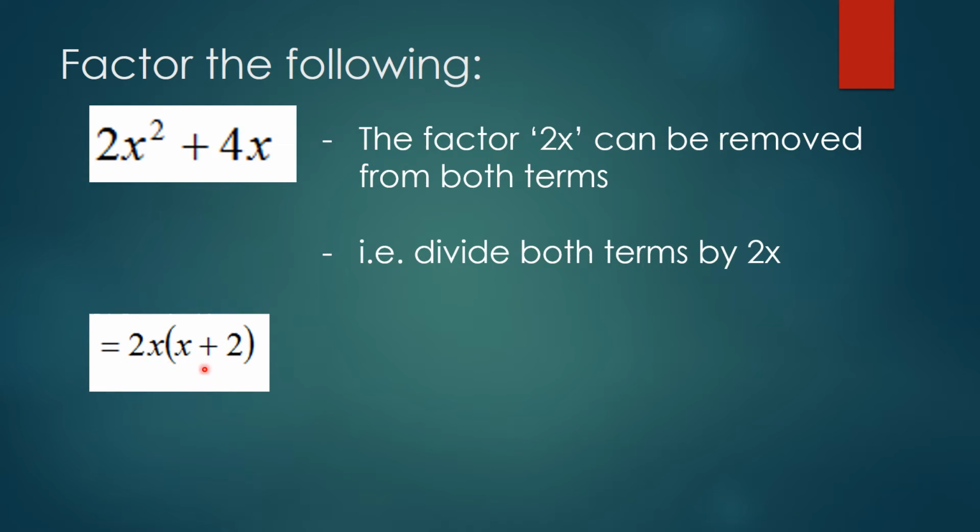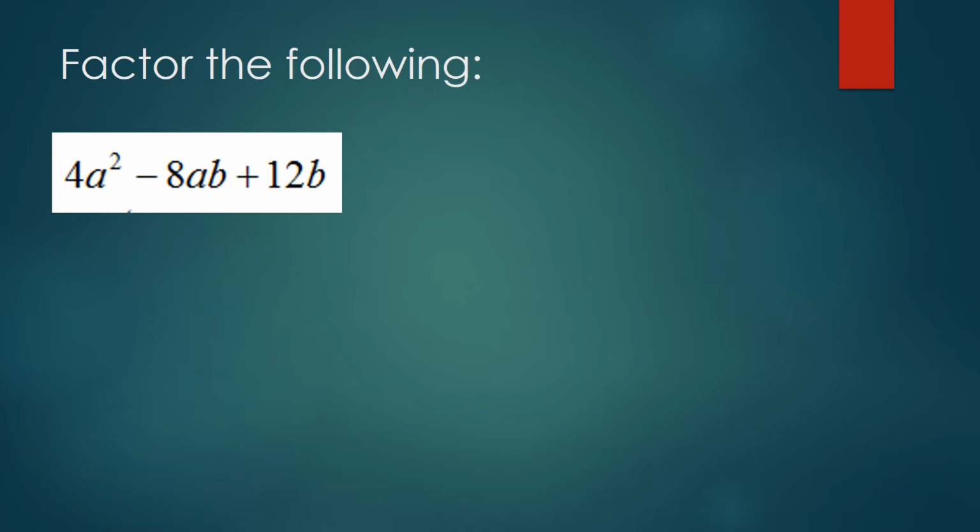It's going to yield 2x squared divided by 2x is x. 4x divided by 2x is 2. So therefore you yield these two factors of this original expression. It's going to give you a monomial and a binomial. 2x times x gives you 2x squared. This is a check. And 2x times 2 gives you 4x.